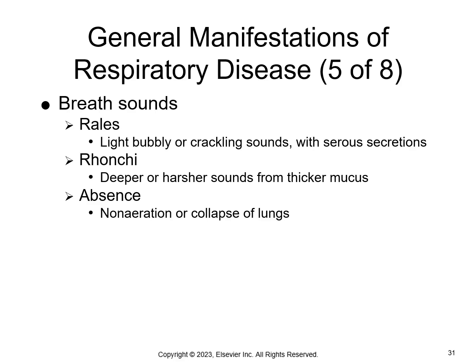We also like to listen to lung sounds. They can be abnormal or absent in certain respiratory disorders. So rales and rhonchi are abnormal sounds from air mixing with excessive secretions in the lungs. Rales are typically a light, bubbly, or crackly sound, and usually with these, you can have someone cough and they'll go away. If they have something like congestive heart failure or pneumonia, they're not going to go away. Rhonchi is usually a deeper, harsher sound from thicker mucus. And then also absence of breath sounds indicates non-aeration or collapse of the lungs. So never a good thing when we don't hear that air moving.